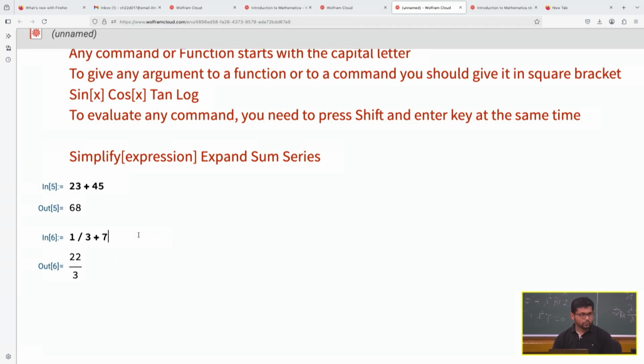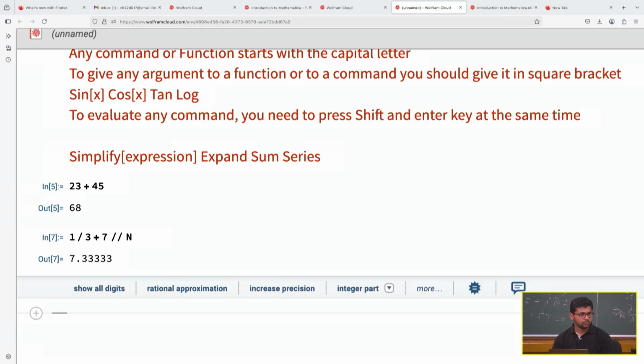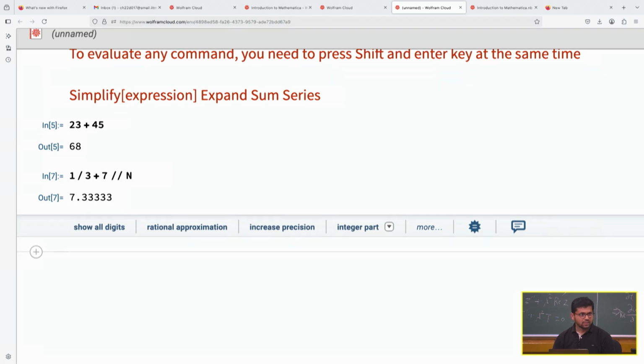And if I want the numerical value for this, I will put a double forward slash and then capital N. This will give us the numerical value for the given input, and you can see that it has given me 7.333. Mathematica commands are very easy to remember, because they are general English words like Simplify, Expand, N for numerics, Integrate for integrate and so on. The point here is that Mathematica works with infinite precision, and it will not give you the decimal form output until you ask it to.